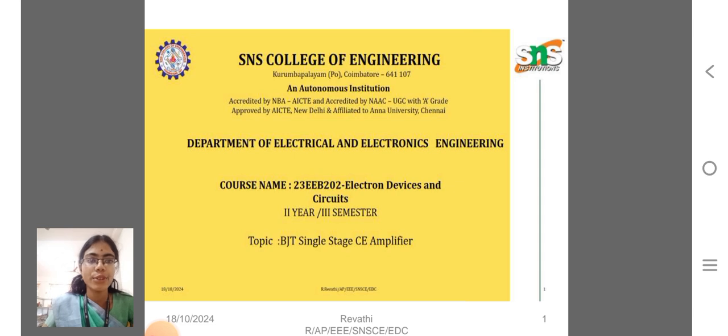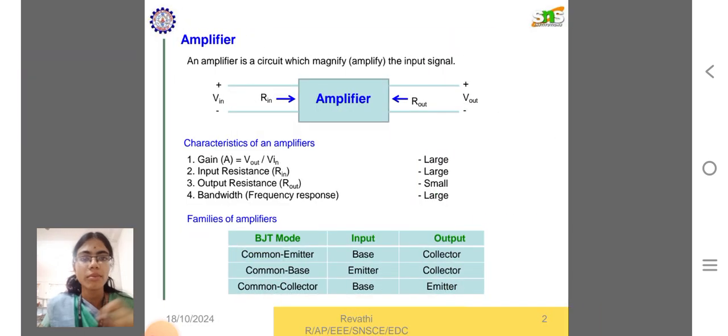In this lecture series video of Electron Devices and Circuits, today's topic is the BJT single stage CE amplifier. An amplifier is a circuit which magnifies the input signal and strengthens the weakened signal. The input is given to the amplifier, and the output is an amplified or magnified signal. The characteristics are gain, input resistance, output resistance, and bandwidth. The branches of amplifiers are common emitter, common base, and common collector.